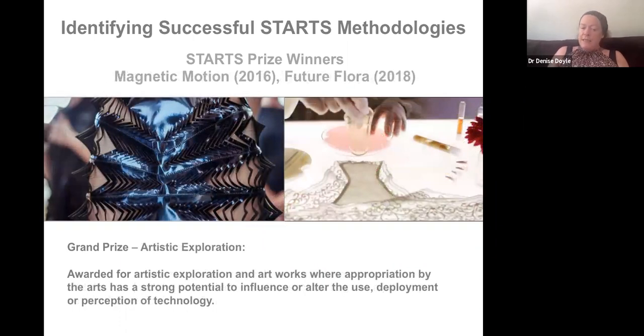So for artistic exploration, it's where the appropriation by the arts has a strong potential to influence or alter the use, deployment, or perception of technology. And the two examples here are of Iris van Herpen's Magnetic Motion fashion series from 2016, and Future Flora, which is Julia Tomasello's project, which was also presented at the Made in Morse Gallery as part of our exhibition.